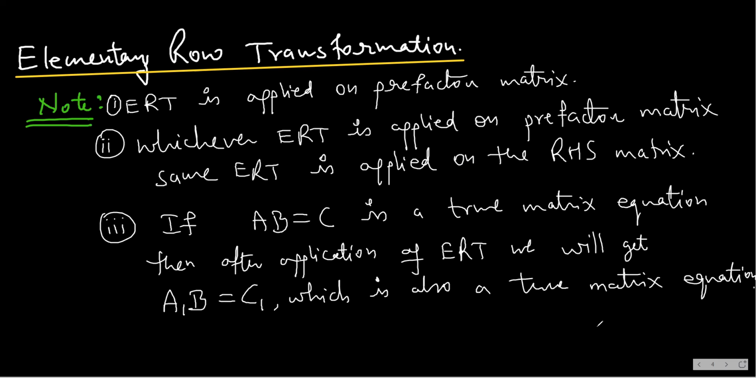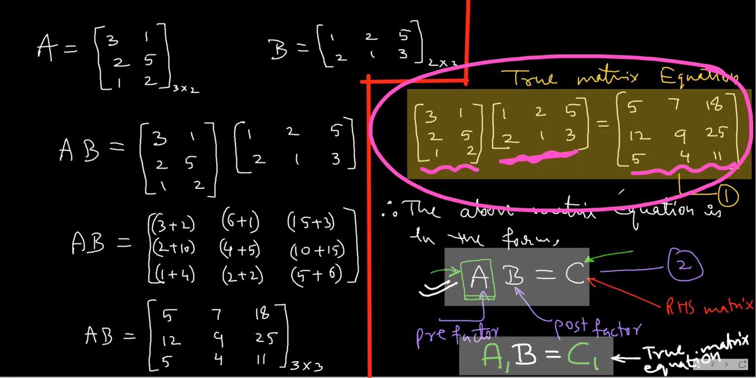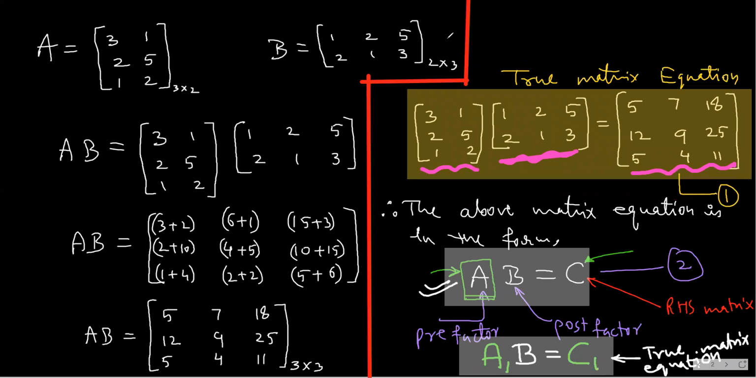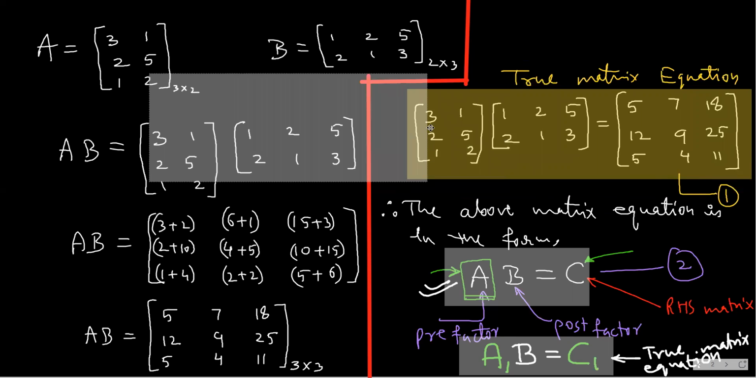Okay. So here, students, I gave you an example, and in that example you saw that A into B equal to C. Here, this equation was true. So we have the best available equation with us on which we will apply the elementary row transformation and take our discussion ahead. Okay, so I have one very good example with us for ERT.